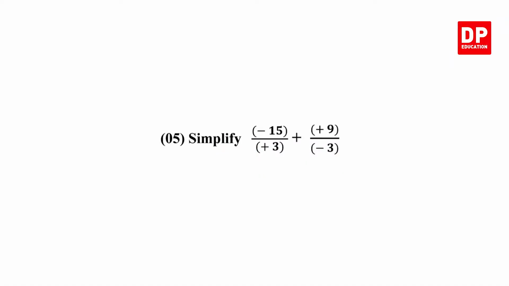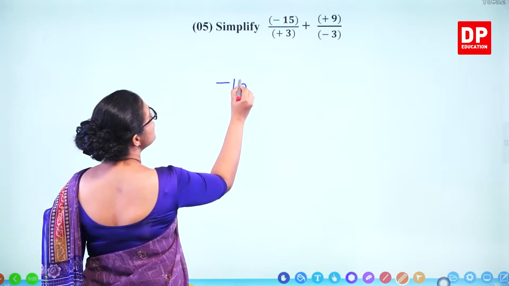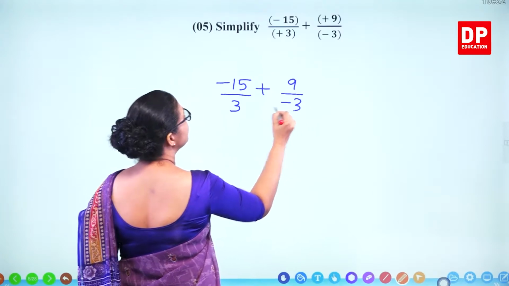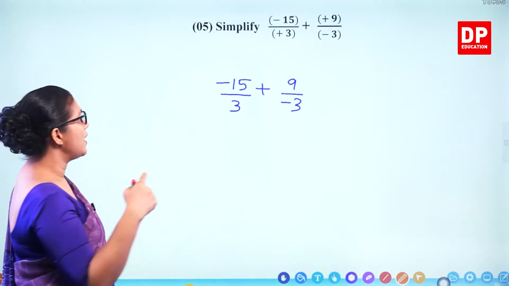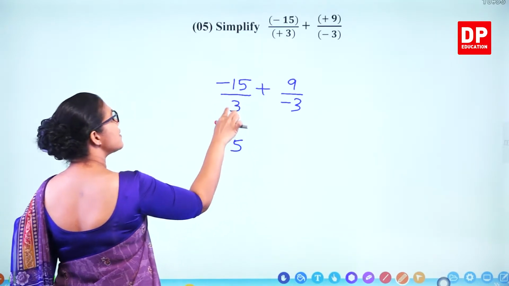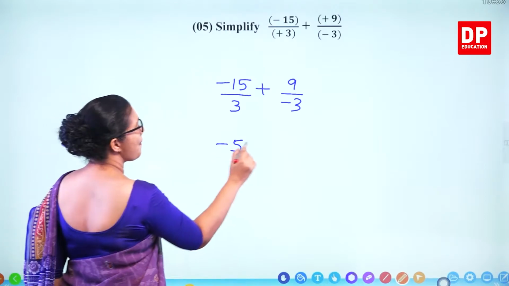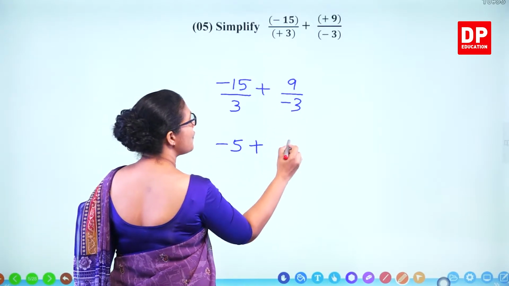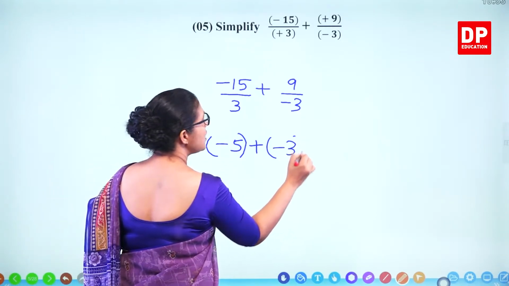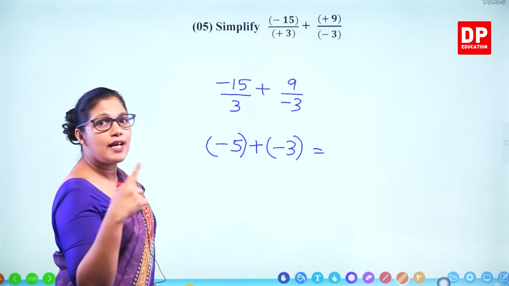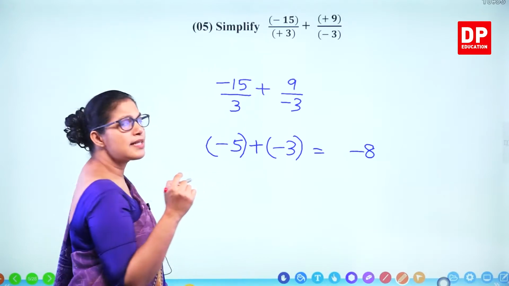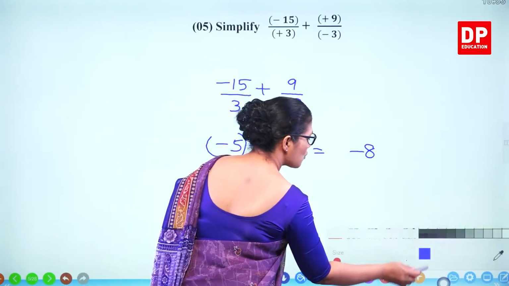Question number 5, simplify. Minus 15 over 3 plus 9 over negative 3. First we have to divide. Minus 15 divided by 3, that's 5, but plus into minus becomes minus. Here also 9 divided by 3, 3, plus and minus becomes minus. So minus value is addition. Same sign, you can just add the numbers, 8, and put the sign. So the answer is minus 8. So 2 marks for that.